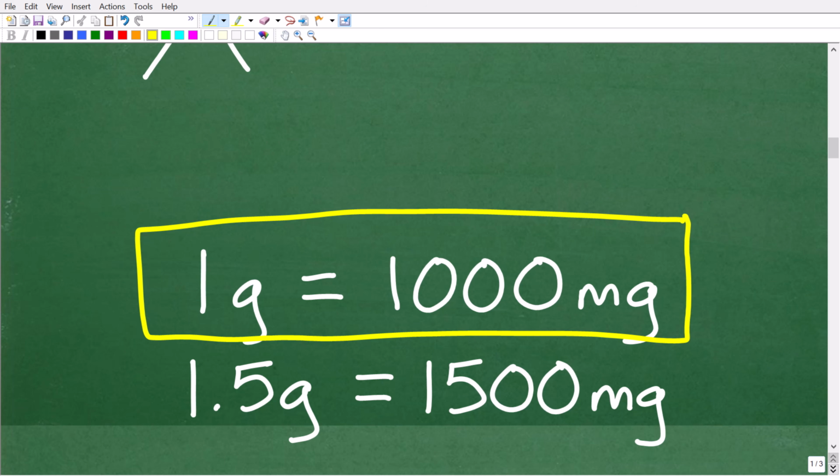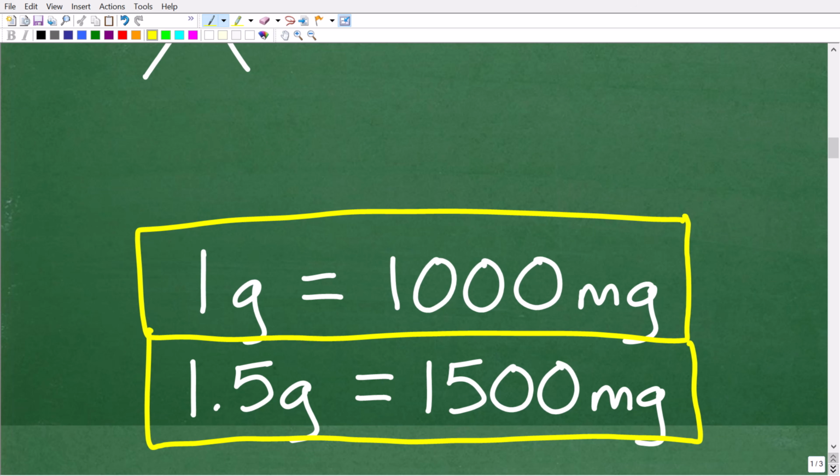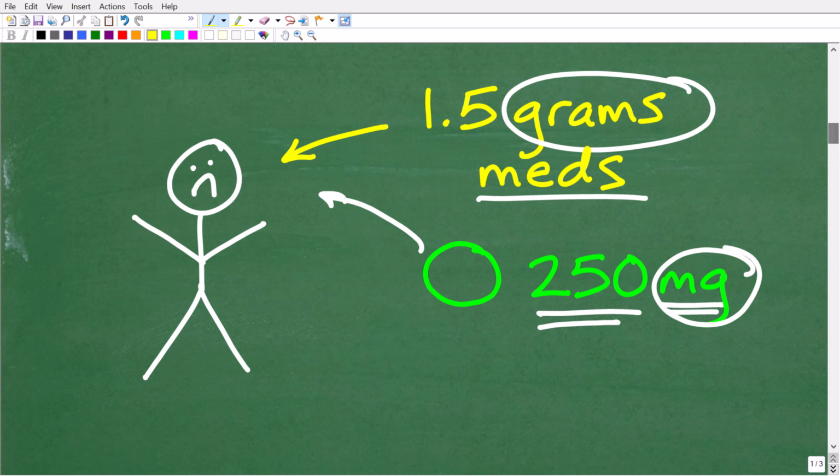So 1.5 grams is equal to 1,500 milligrams. Now, the doctor didn't say, hey, give the patient 1,500 milligrams of medication to make your job easier, right? So you're like, hey, doctor, we only have these tablets that are at 250 milligrams. So if the doctor was being nice, he would say, hey, this patient needs 1,500 milligrams.